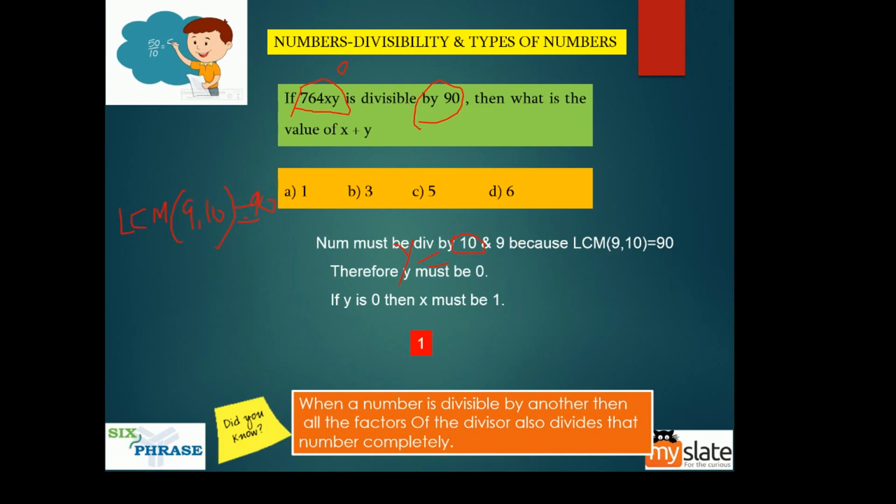Now which number if we add to 17 will give you a number which is divisible by 9? If you add 1, you will get 18. Yes, that is divisible by 9. If you add 3, you will get 20. That is not divisible by 9. You add 5, you get 22. Not divisible by 9. You add 6, you get 23. Not divisible by 9. So the answer is 1.